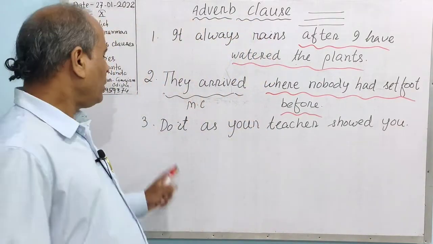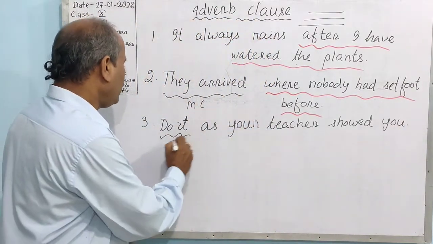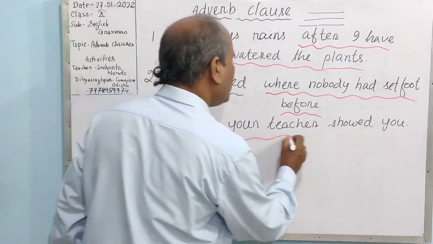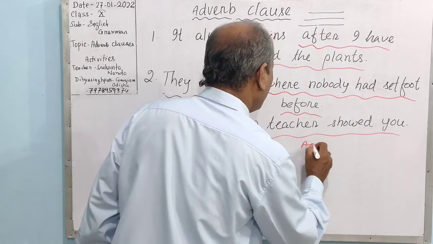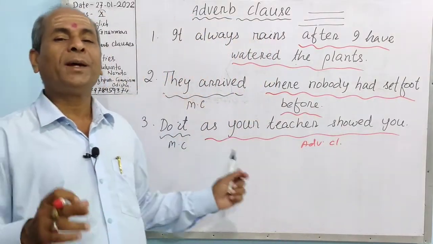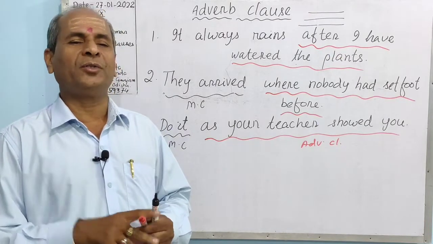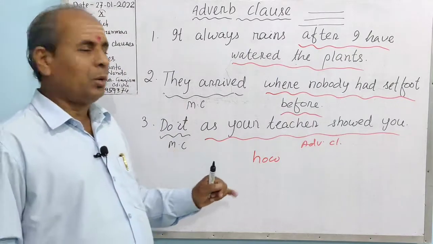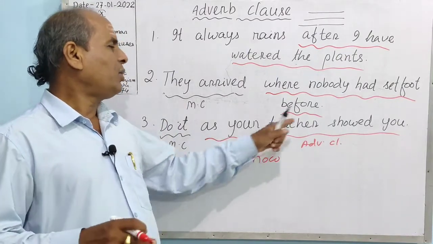You see here, do it. This is the main clause. But this part, as your teacher showed you, this is an adverb clause. Why can you say it is an adverb clause? Because it acts like an adverb. How to do? Do it as your teacher showed you.